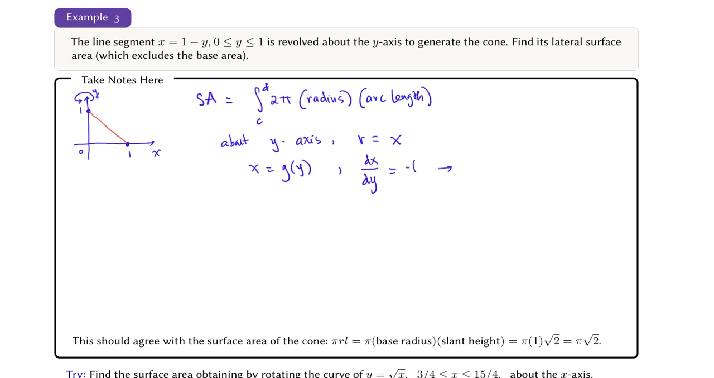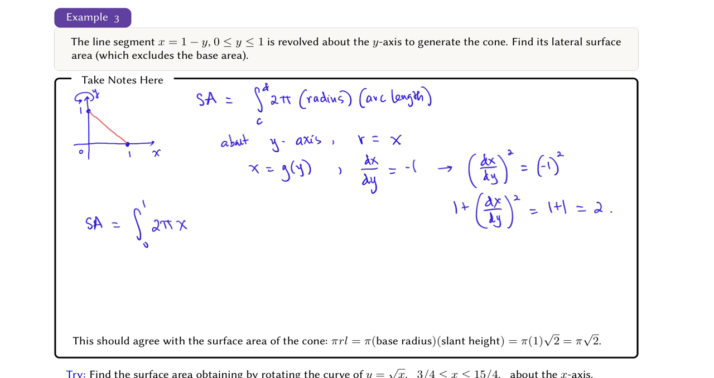dx/dy is therefore minus 1, because x equals 1 minus y. (dx/dy) squared is minus 1 squared, or 1. 1 plus (dx/dy) squared is 1 plus 1, or 2. Using the formula for the surface area, the integral from y equals 0 to y equals 1 of 2 pi times the radius, which is x, times the arc length, which is the square root of 2 dy.